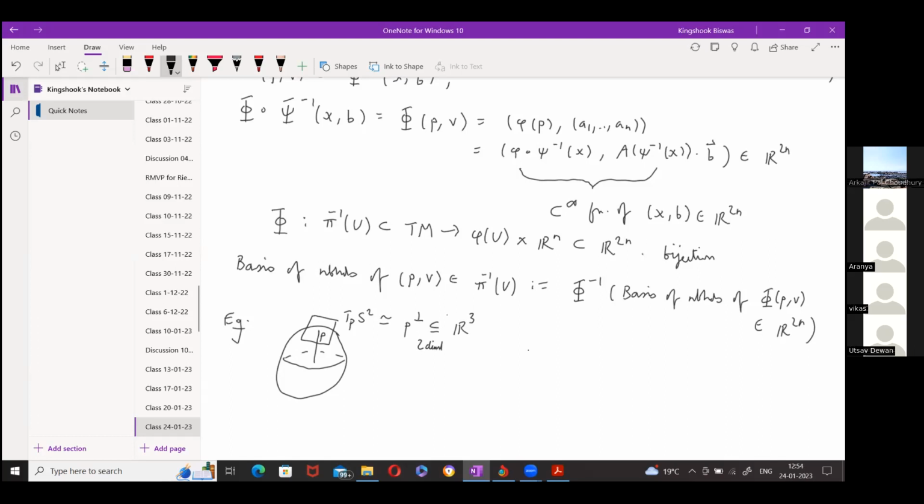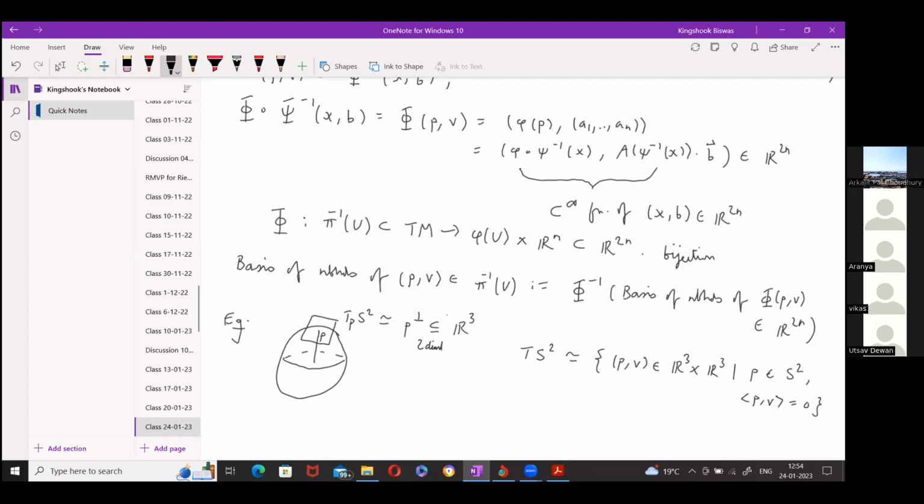So the tangent bundle of S2, T of S2, you can identify actually with a subset of R6. This will be the set of pairs (P, V) in R3 cross R3, where P belongs to S2, so norm P is 1, and V belongs to P perp, so inner product PV equals 0. That's it.